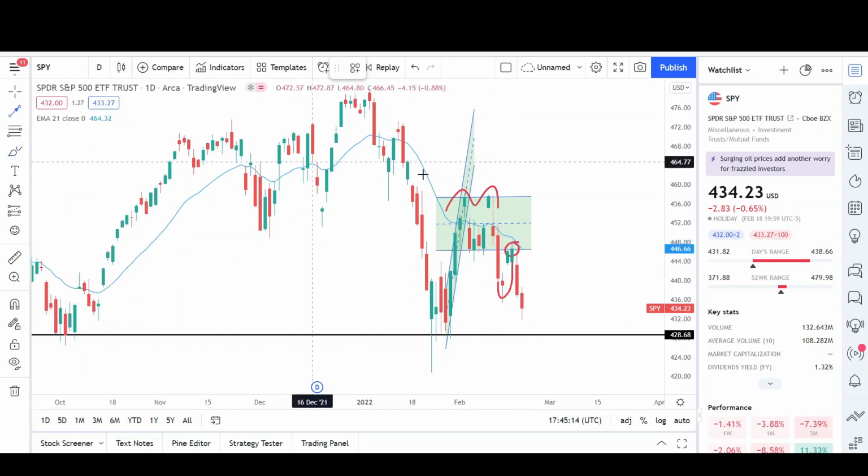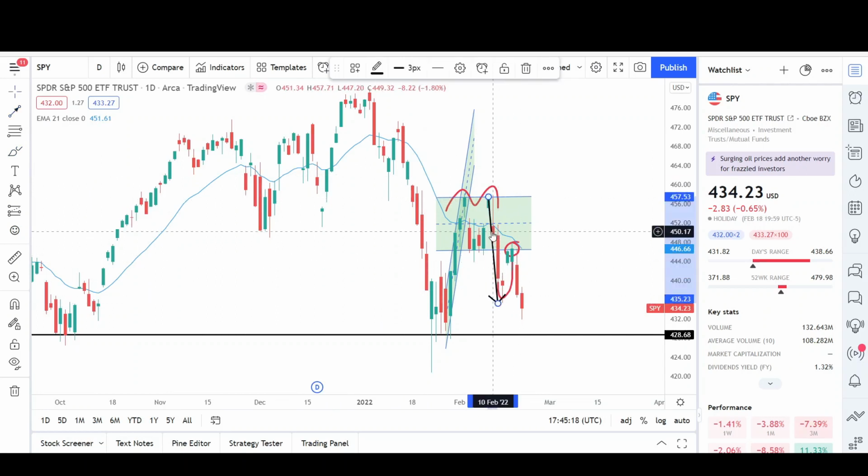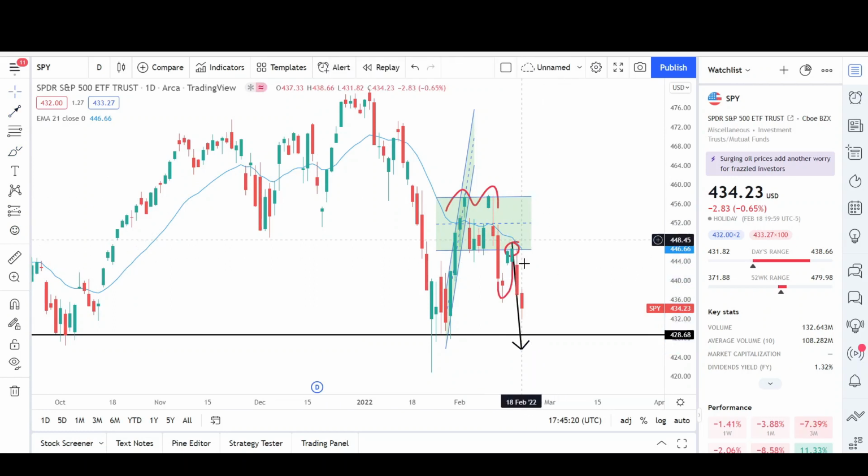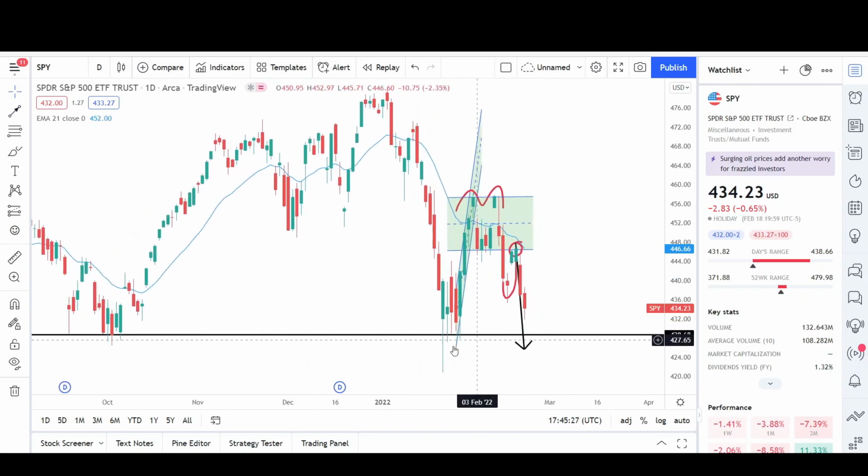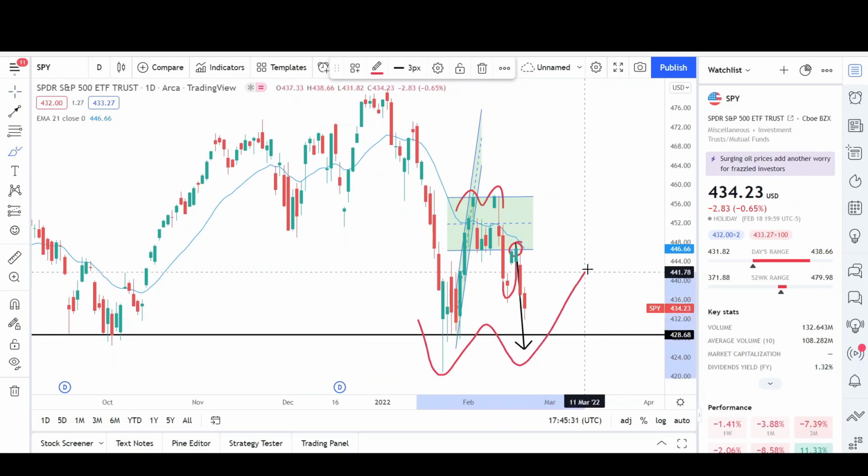So if we do continue lower, where are we going? When I've used some measured moves, this will be the first leg down, and this will be the second leg down because the market moves in twos. And the target is right at the 425 level, like I said before. And we're going to probably come back to retest this bottom. We could make a little double bottom before seeing higher prices and seeing the reversal.